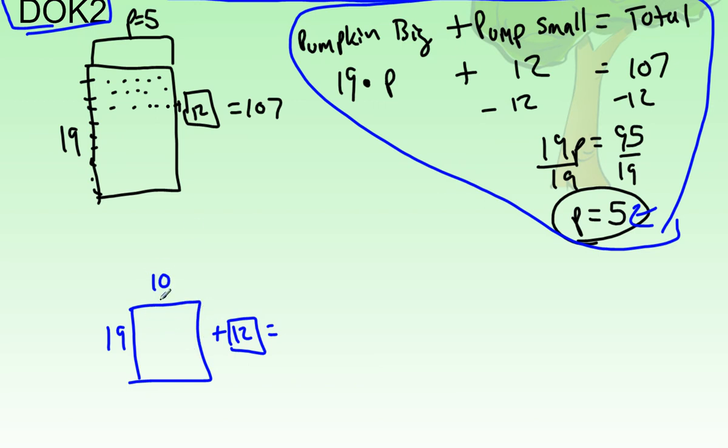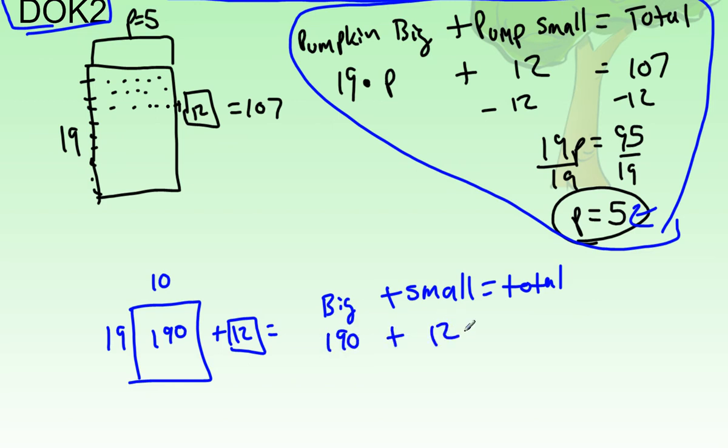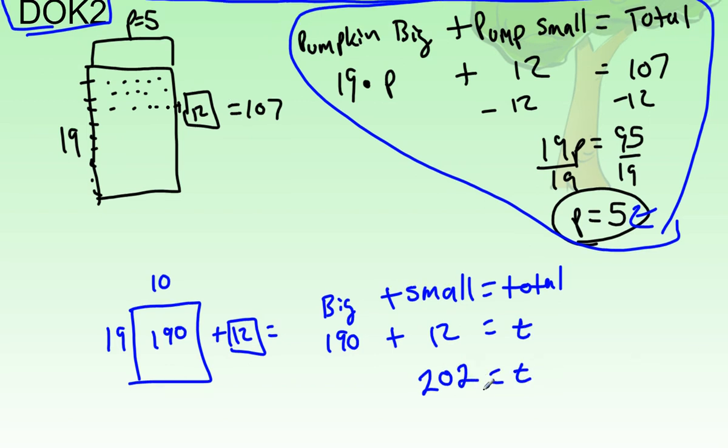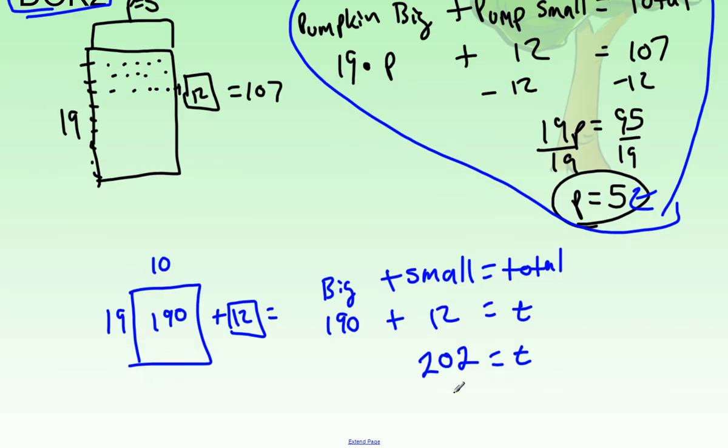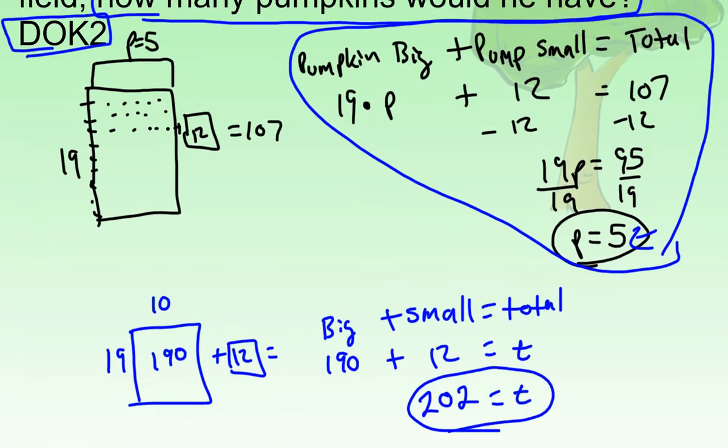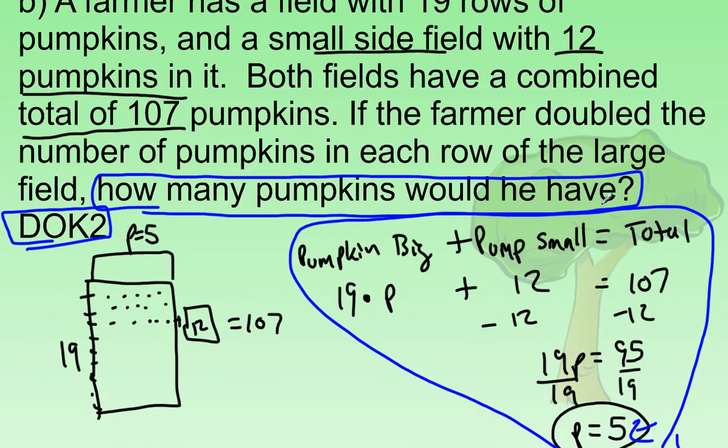So let's see here. If he doubled the number of pumpkins in each row, I can tell right now, 19 times 10 is going to be 190. So our big field plus the small field equals the total. The big field has 190. The small field has 12. The total, we don't know. Well, let's figure it out. 190 plus 12 is 202. So, how many pumpkins does he have altogether now? He would have 202 total pumpkins if he doubled the number of pumpkins in each row of the large field.